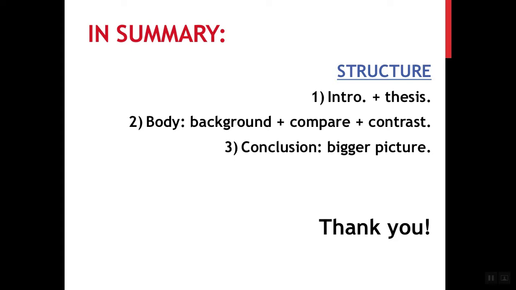Of course, you'll have a works cited and all that, and just make sure to go back and look at the structural expectations that you're doing your intro with a thesis, that your body has your background and your clear points of similarity and difference, and that you have circled into this more complex, bigger picture.